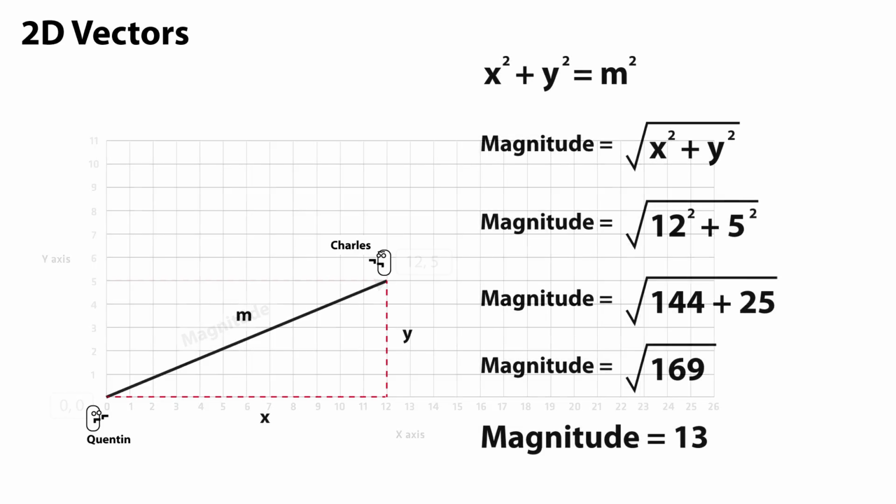Let's find out. As you can see, the magnitude is the square root of the sum of the x and y positions on the grid squared, which when added together makes 169. The square root of 169 is 13, so Charles and Quentin will be unable to shoot one another, which is excellent, as violence has no place in this tutorial. Also, Charles totally had a crossbow the whole time.